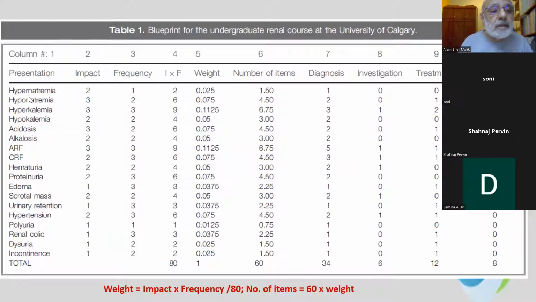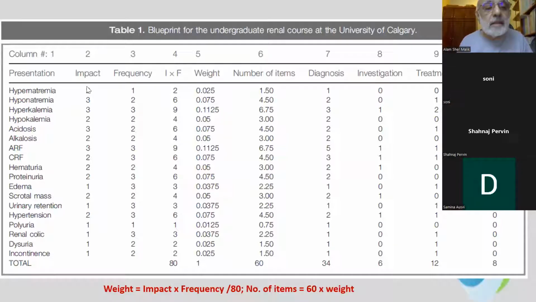So here, for example, in hypernatremia, the impact is two, frequency is one. So impact times frequency is two. Once we have calculated all this impact times frequency, we get a total of 80. To calculate the weight, we divide this component, which is impact times frequency, by this total number, and that gives us the weight. Once we have calculated this weight, we multiply it by the total number of questions we are going to use in that particular assessment, and that would give us the number of items. And then we can round up or down these items.